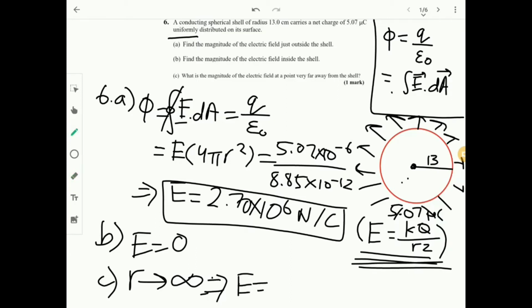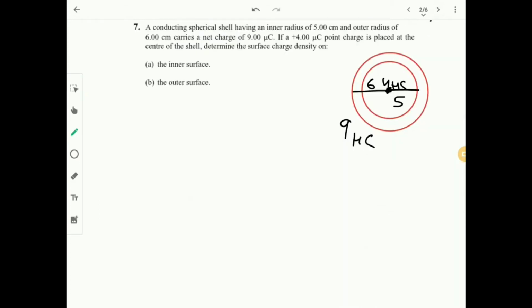What does E equal? Well, if r is infinity, then r squared is infinity. Anything over infinity, isn't it 0? So E equals 0. So this is why this equation helps us for this part C. Let's move on to question 7 now.